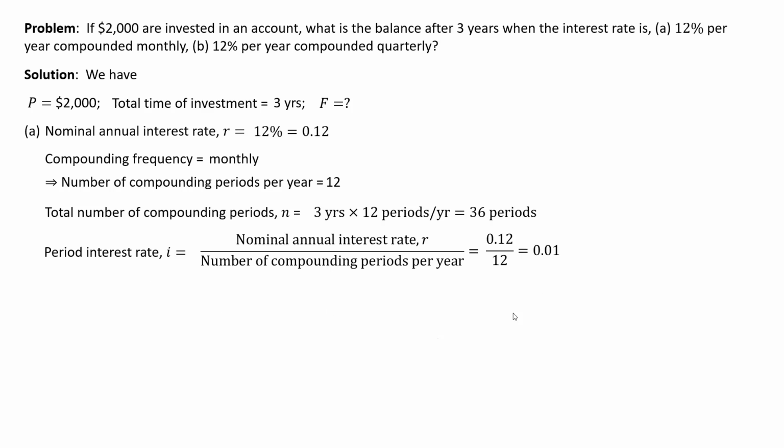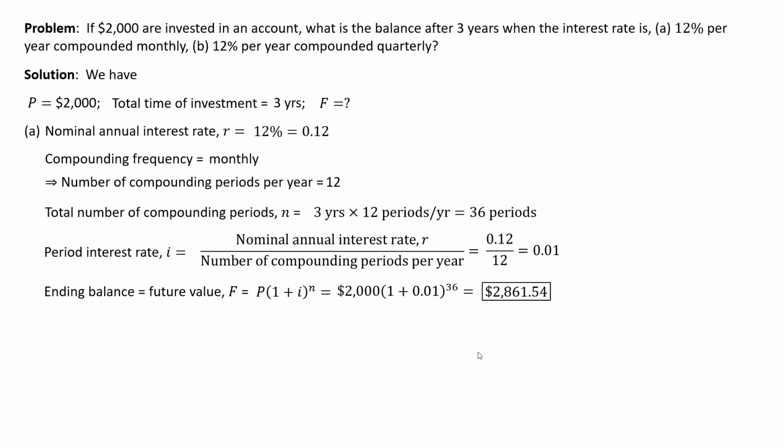Good. Now, armed with all this piece of information, we can use our old formulas. What is that? P times 1 plus I to the N. P happens to be 2000. I happens to be the period interest rate, 0.01. And the total number of periods is 36. Cool. So that gives you $2,861.54.